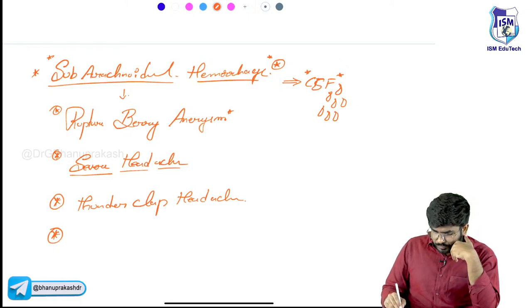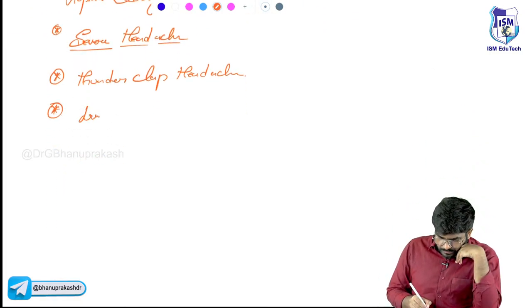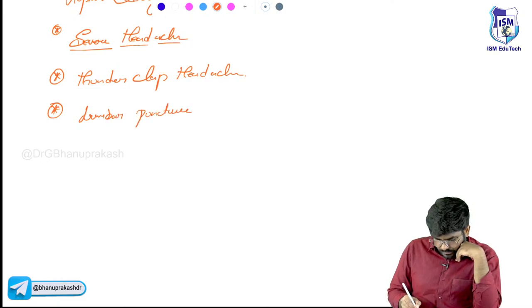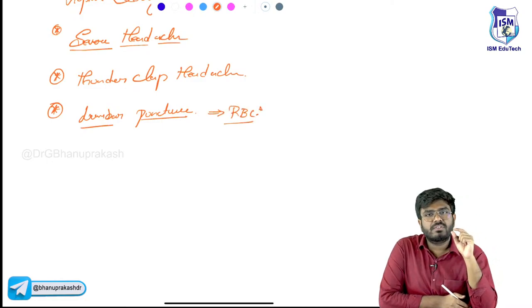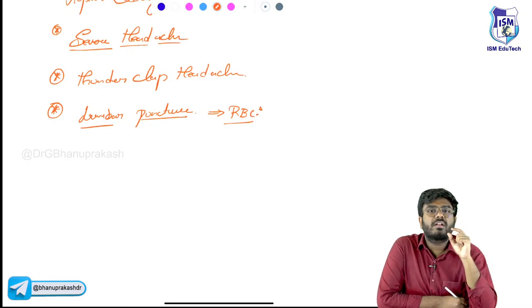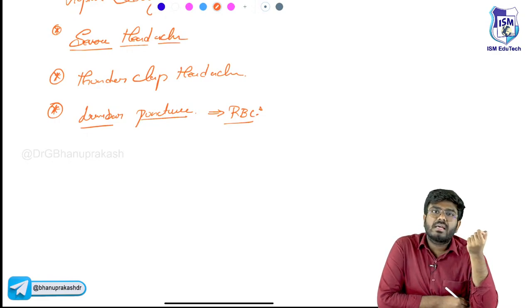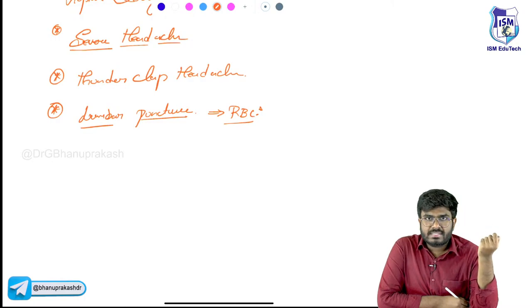Whenever you do the lumbar puncture, what will you see? You take the fluid. Normally, the CSF is going to be clear fluid, right? Now, you can see a red color in the CSF because of the hemorrhage that is happening into the subarachnoid space. In the subarachnoid space, there is CSF present.